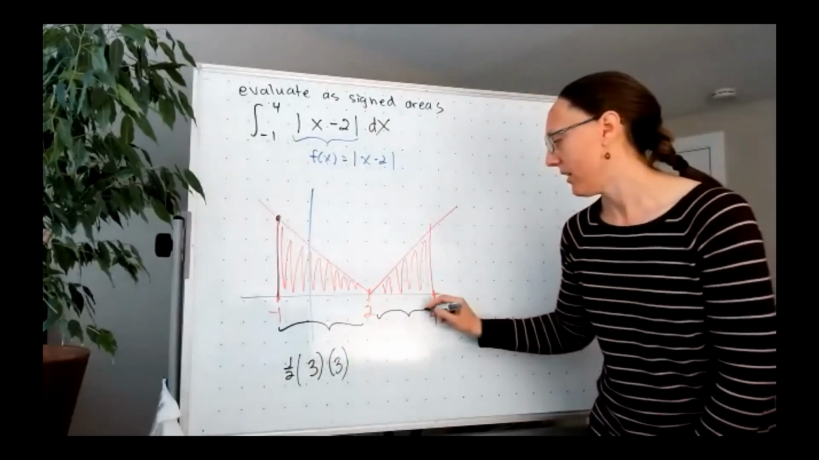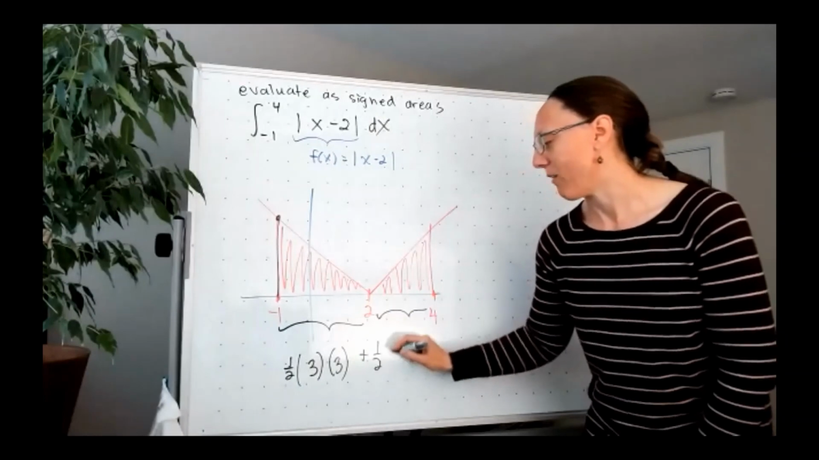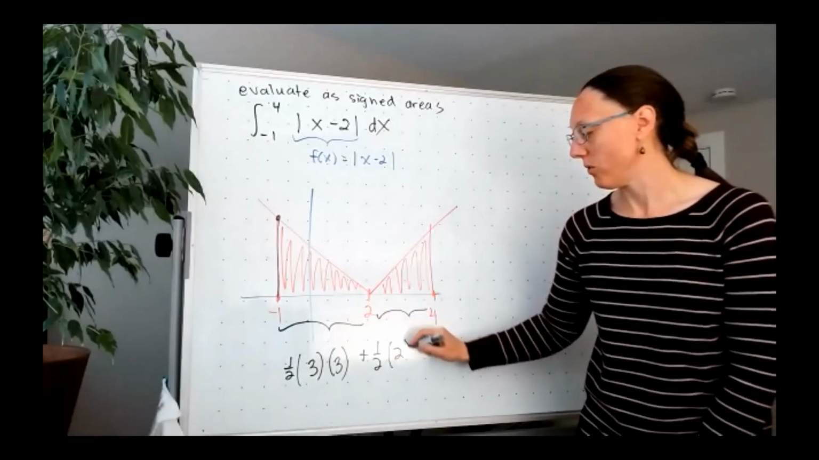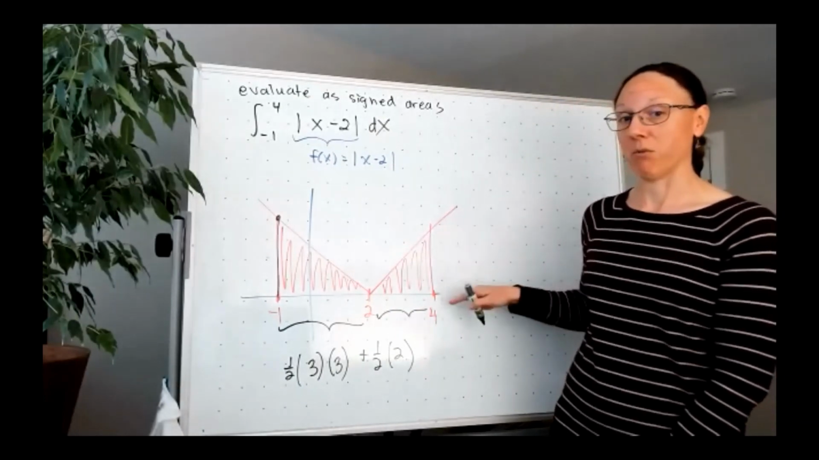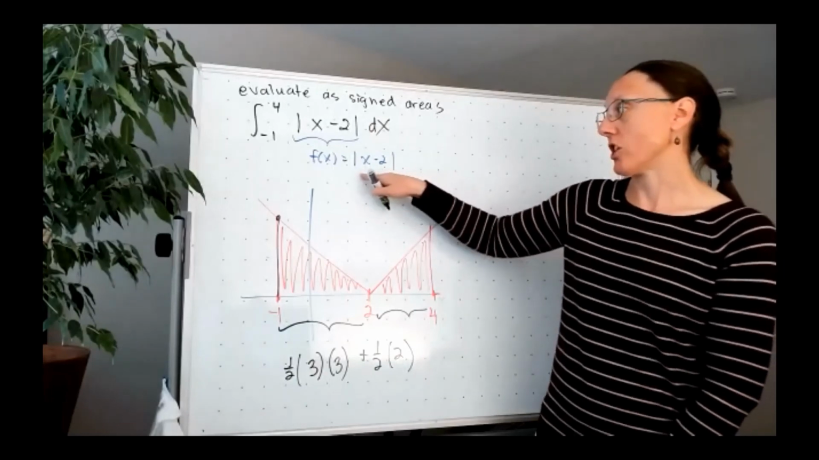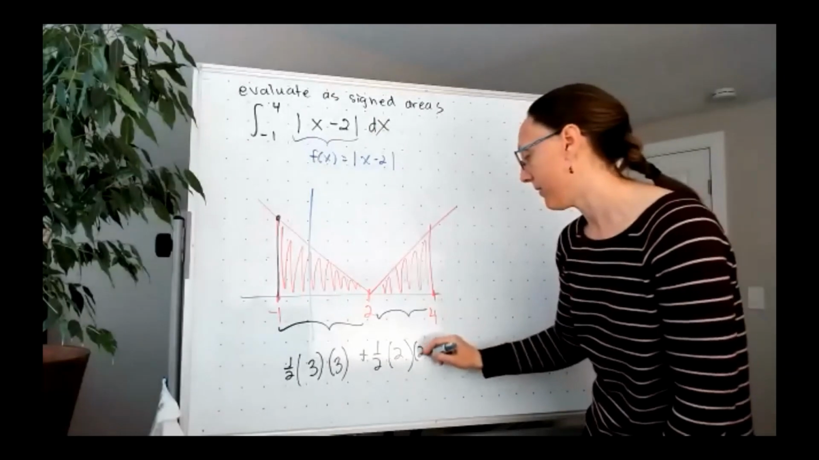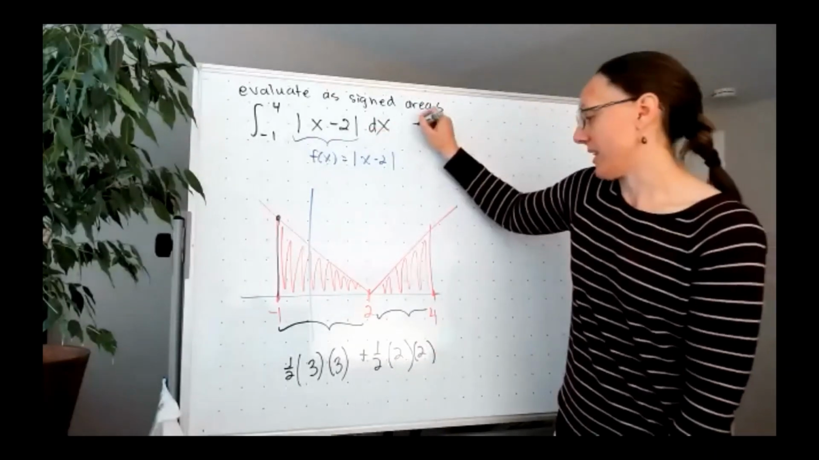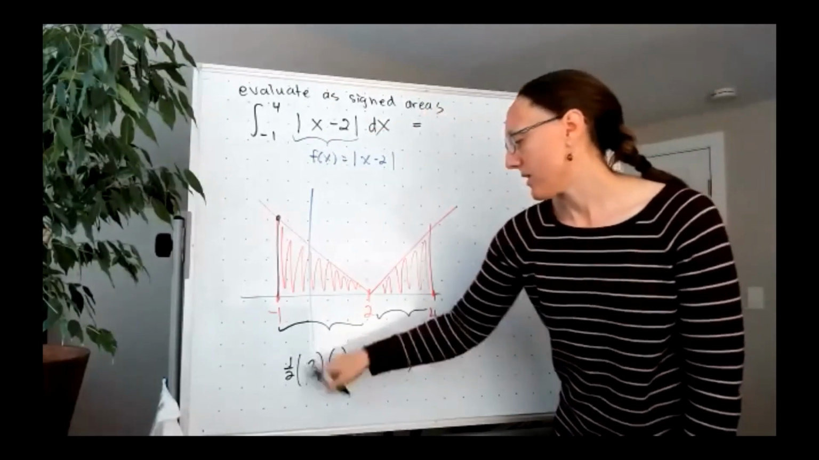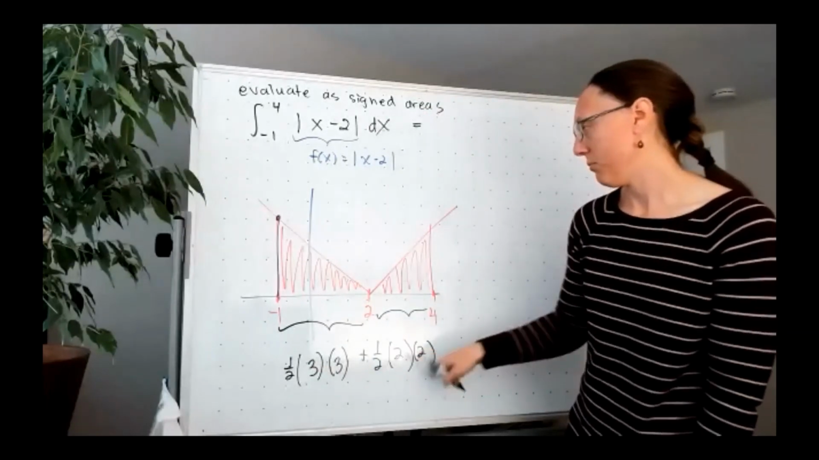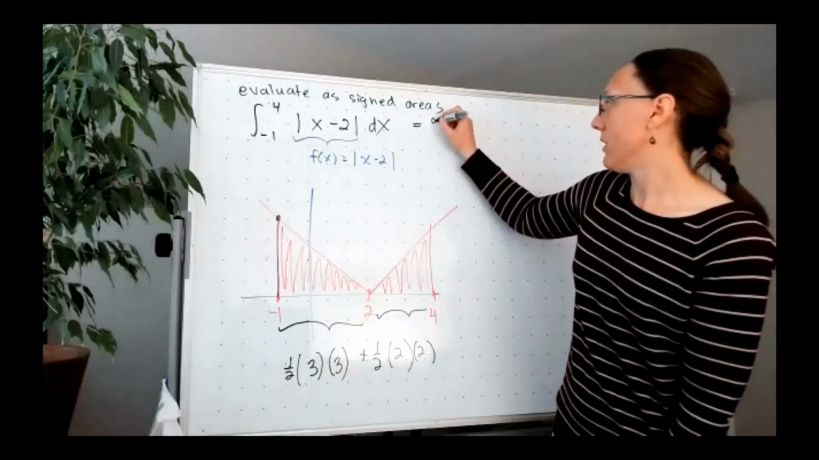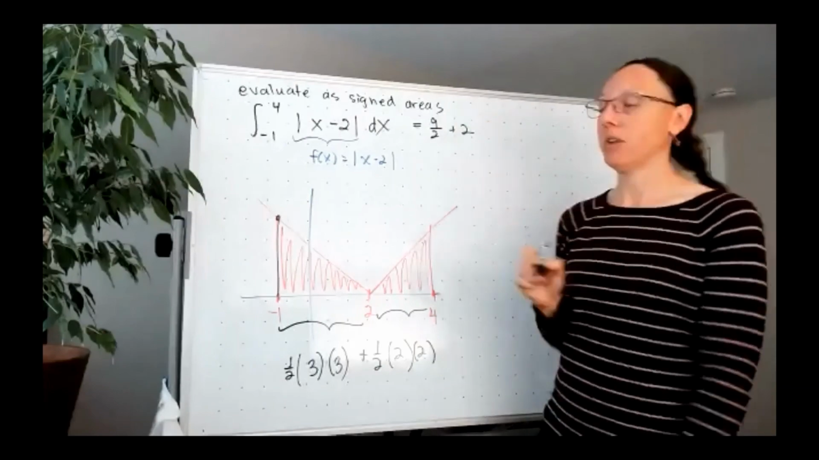Over here, I have another triangle, so I'll have 1/2. This time my base is 2. And my height I'm going to get by plugging in 4. When I plug 4 into the function, 4 minus 2 is 2. Absolute value doesn't do anything. And the answer to this is 9/2 plus 2. And I'll leave it alone.